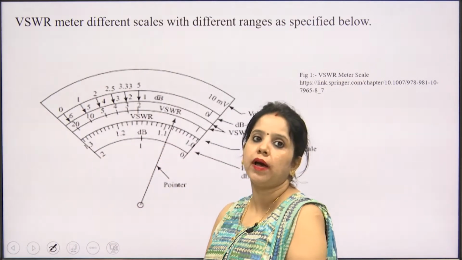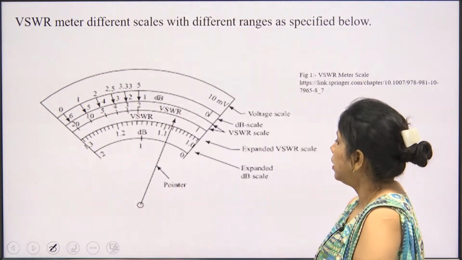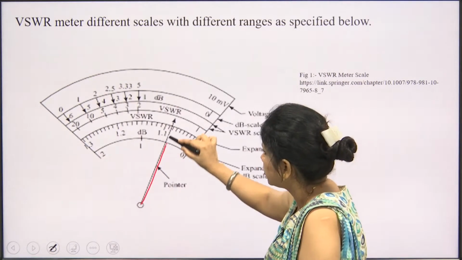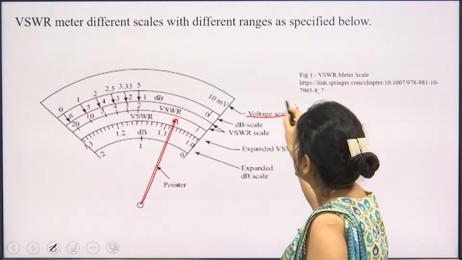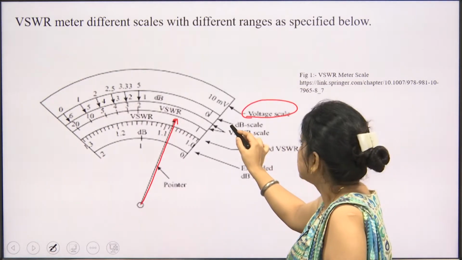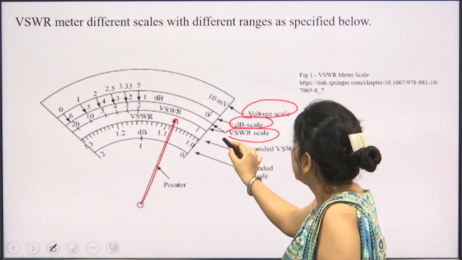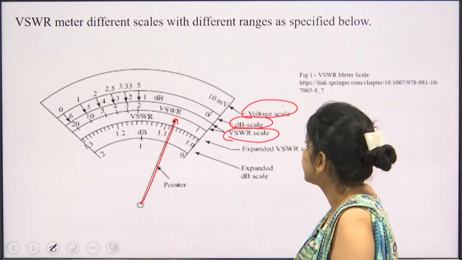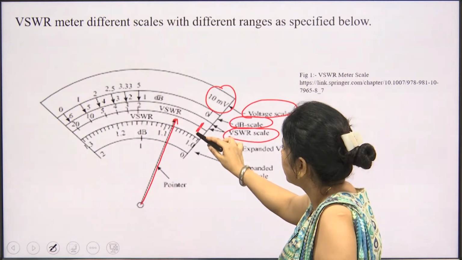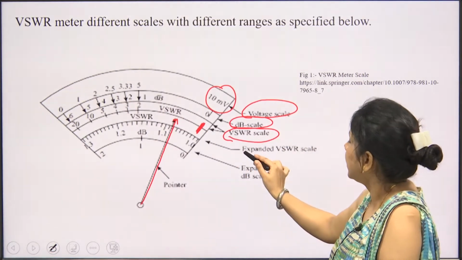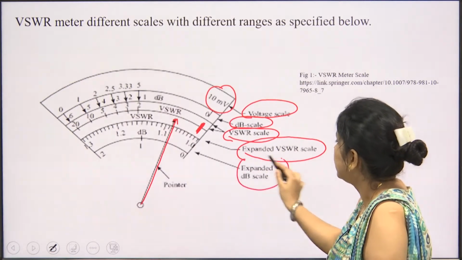And now the VSWR meter is divided into different ranges, and one pointer is attached. The scales are of different types. The first one is the voltage scale, the second one is the dB scale, the third one is the VSWR scale, then the 10 millivolt VSWR minimum value, and then comes the expanded VSWR scale, and then the expanded dB scale.